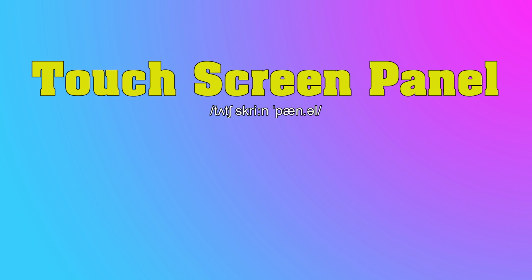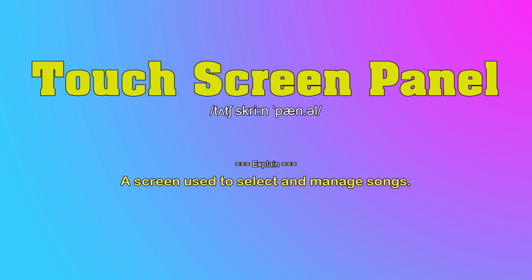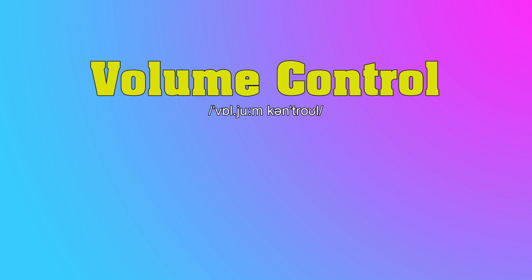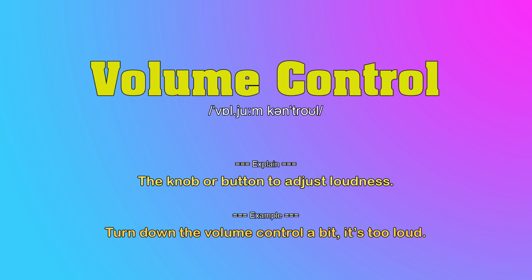Touch screen panel. A screen used to select and manage songs. Use the touch screen panel to search for your song. Volume control. The knob or button to adjust loudness. Turn down the volume control a bit, it's too loud.